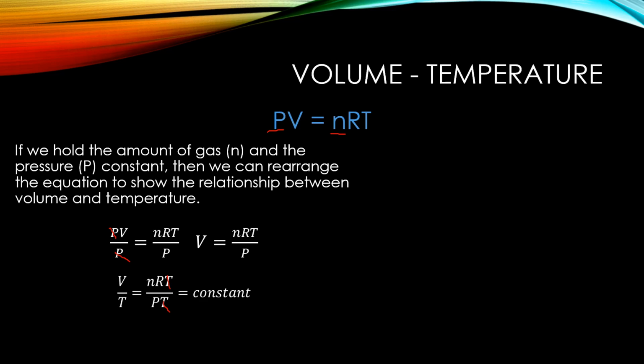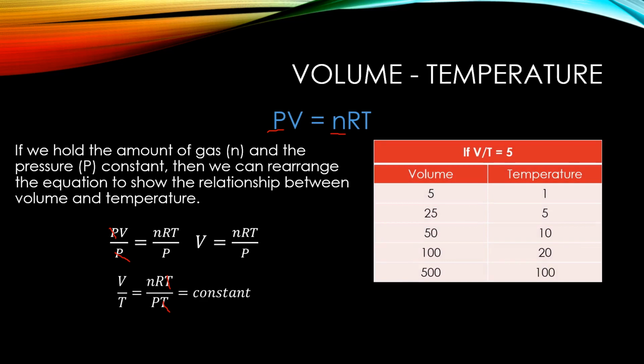And so of course, R is not going to change. So what does this mean? Well, if we just pick a number and say that volume over temperature is equal to 5, just for the purposes of showing you what this means. So if volume divided by temperature equals 5, if the volume is 5, the temperature is 1. If the volume is 50, the temperature is 10. And if the volume is 500, the temperature is 100. So this clearly shows that if you increase the volume, the temperature will also increase.